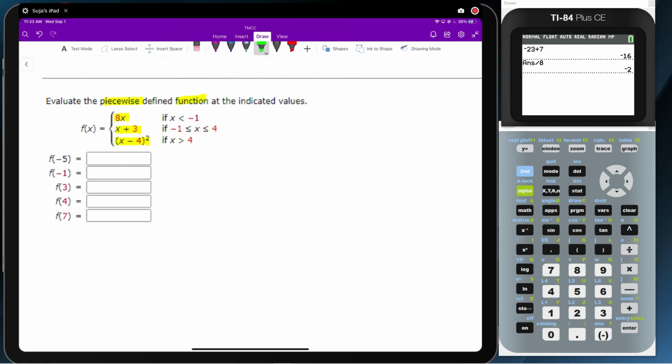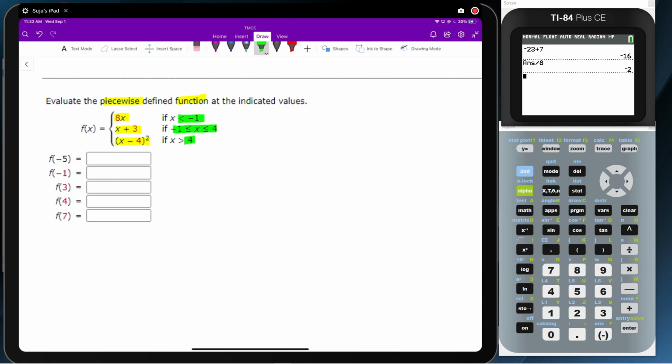For example, for the x values less than -1, my graph is going to look like a line, f of x equals 8x, or y equals 8x. Between -1 and 4, it's going to look like the line x plus 3. And greater than 4, it's a parabola. It's a different shape, okay? So this is called a piecewise defined function. One of the things to remember here, it's very important, depending on the value that I'm finding.